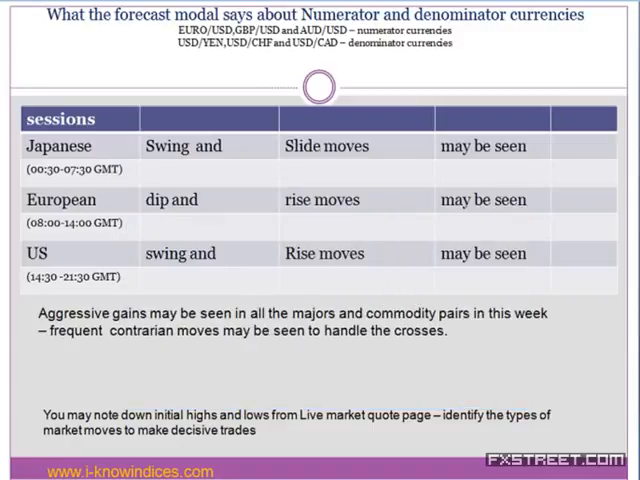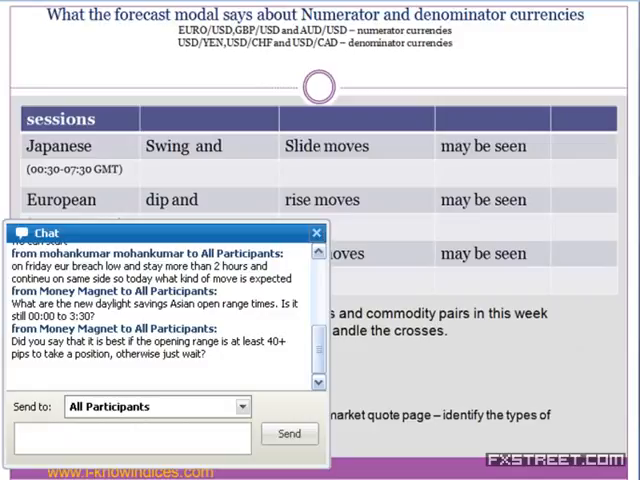Okay. Let me answer the questions which are asked in the chat window. Mohan Kumar asks: on Friday, Euro breached the low and stayed more than 2 hours and continued on the same slide. So today, what kind of move is expected?